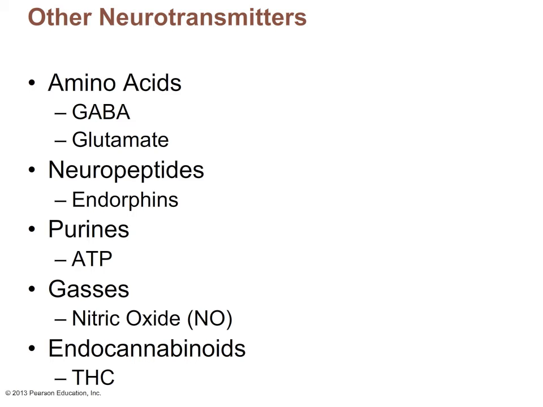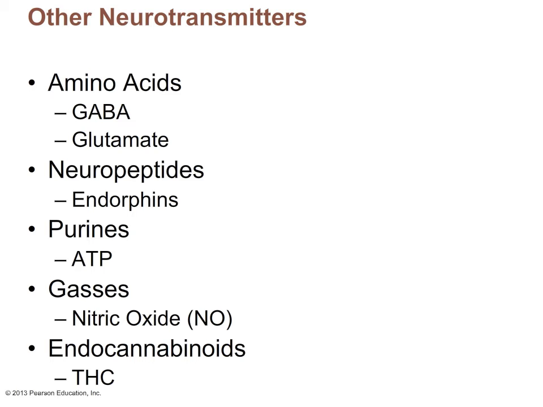And finally, the last group of neurotransmitters are the endocannabinoids. Now, you probably heard of these before because it sounds a lot like cannabis. Remember, cannabis is marijuana, and the principal ingredient in marijuana is THC. And so THC mimics some of our endocannabinoids.